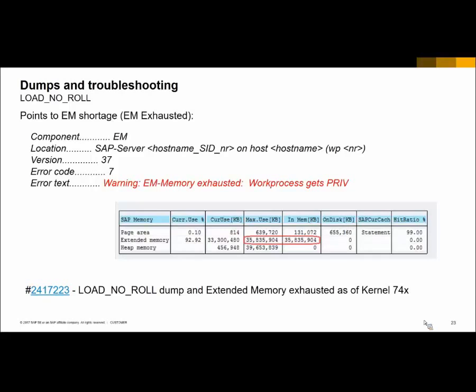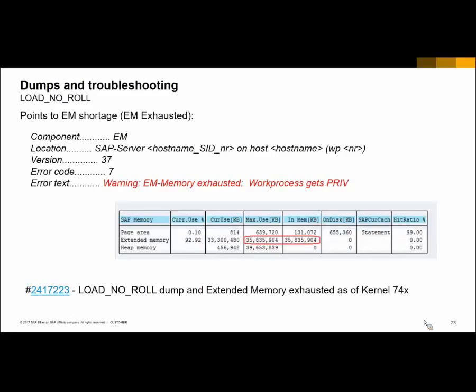When extended memory is exhausted, work processes start allocating heap memory, and they enter into brief mode. If work processes are in the brief mode, they are only available to the user who was assigned last to this work process.